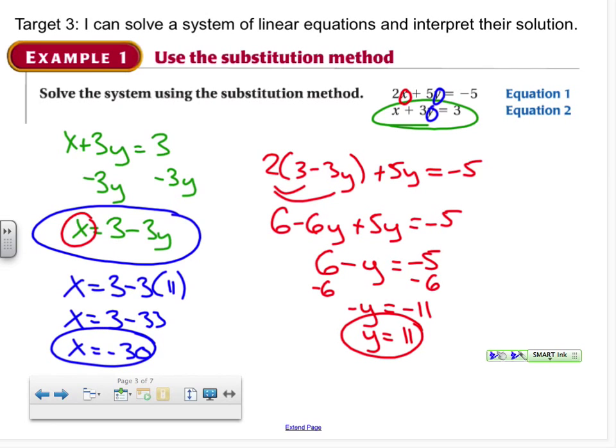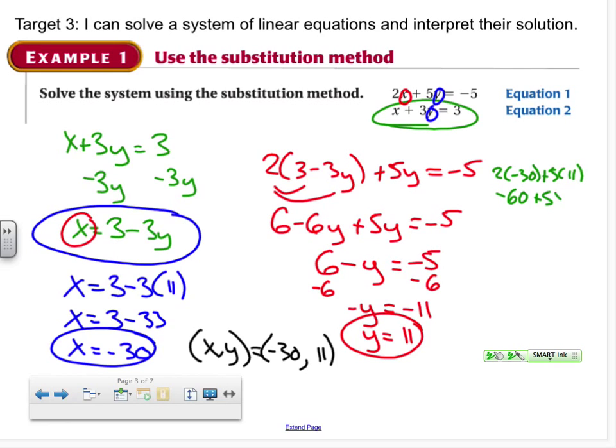So my ordered pair solution is (x, y) equals (negative 30, 11). And of course, we want to double check. 2 times negative 30 plus 5 times 11, that's negative 60 plus 55, that works out to negative 5. That one checks out. Second equation, x is negative 30 plus 3 times y is 11, that's negative 30 plus 33, that's 3. That checks out. All right, so our ordered pair works as a solution.